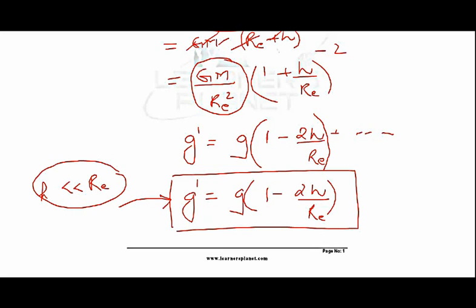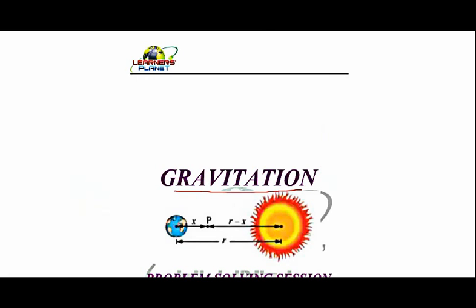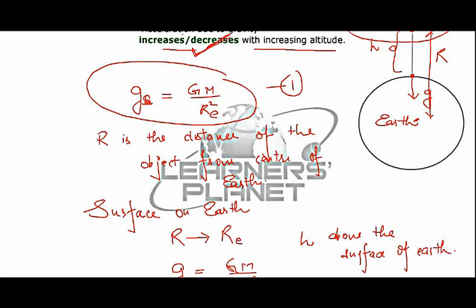But in both the cases, our simplest question is, what is going to be the acceleration due to gravity when we are increasing the altitude? In that case, for sure the acceleration due to gravity has to decrease. Is this fine? So the correct answer for this question is it decreases with increasing altitude.